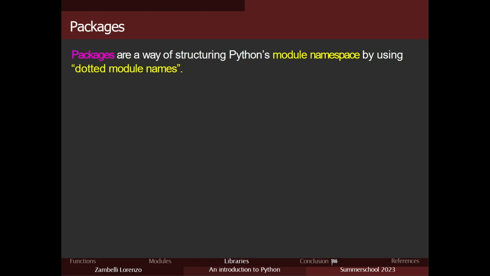Okay, let's go to packages. Packages are a way to structure a Python module namespace. So it's basically a collection of modules. They are called packages and libraries. They are synonyms, so you can choose whichever.